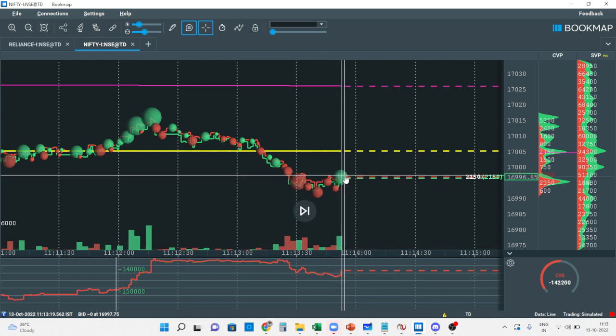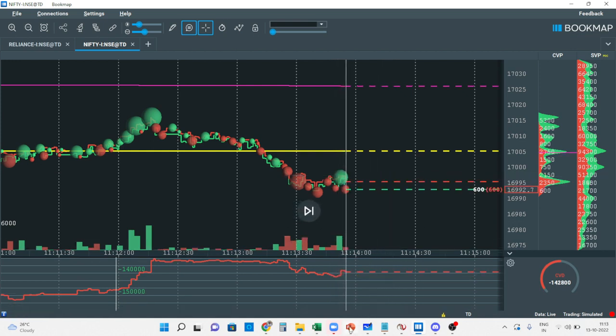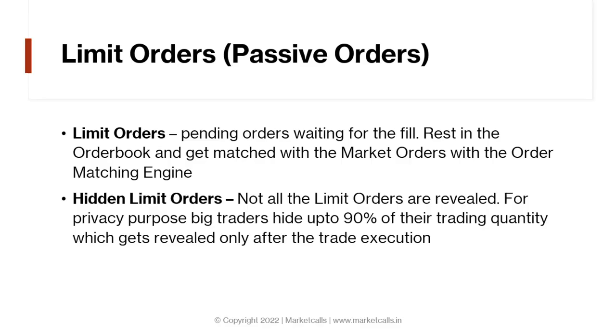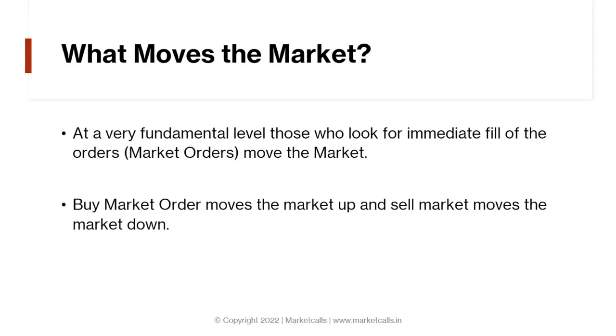So when it comes to order flow, the first thing we need to know here is who moves the market first of all, at a very fundamental level. Only the market orders move the markets, not the limit orders. Many people get confused in the beginning stage and think only limit orders move the markets. Limit orders don't move the market. They are passive traders. They can control the markets.